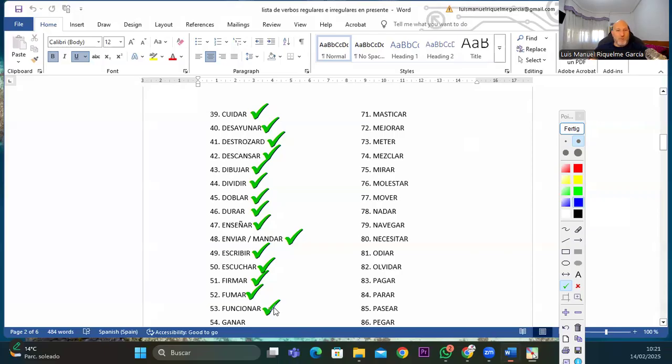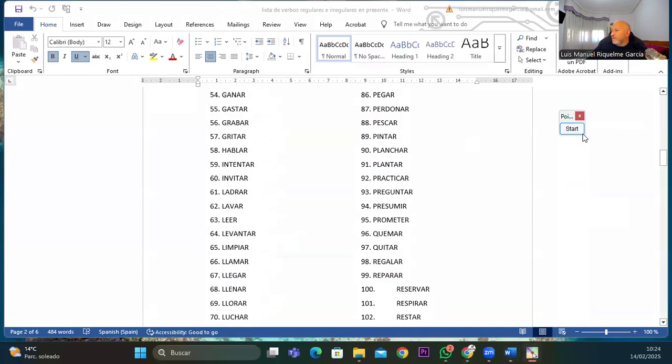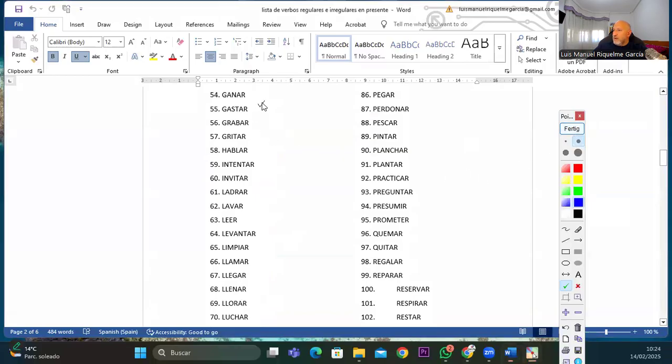My washing machine doesn't work. My computer works very well. So it's to work, but in terms of a machine working or not working. Ganar, this is the verb to win or to earn. Gastar, to spend money. Grabar, to record a film, to record a video, or to engrave as well.